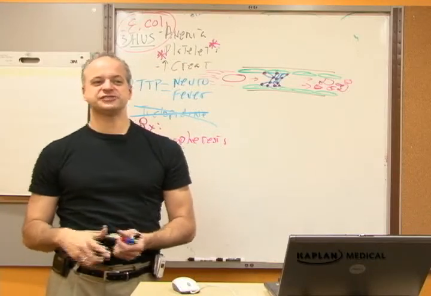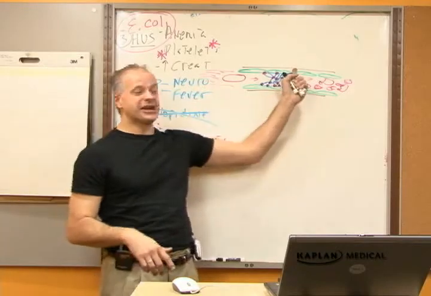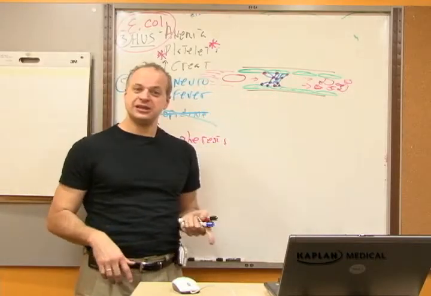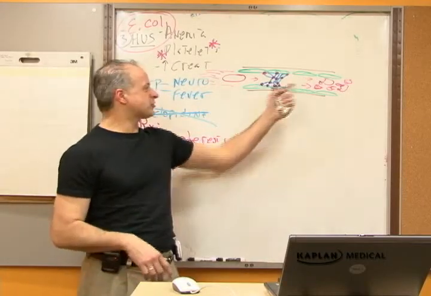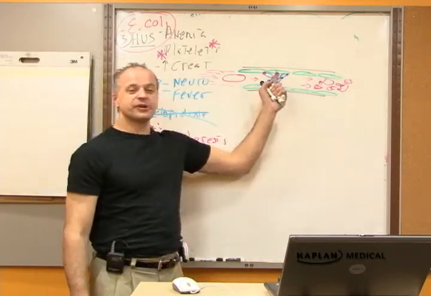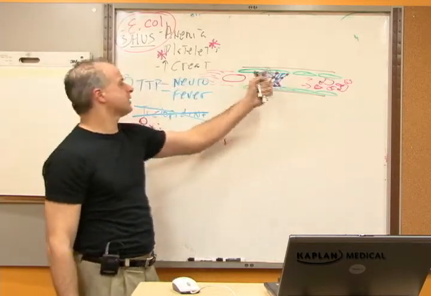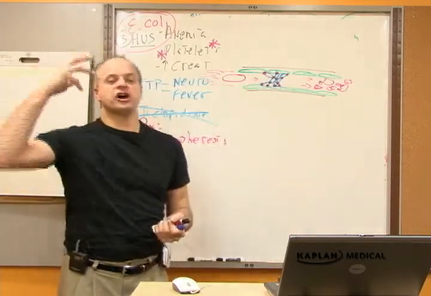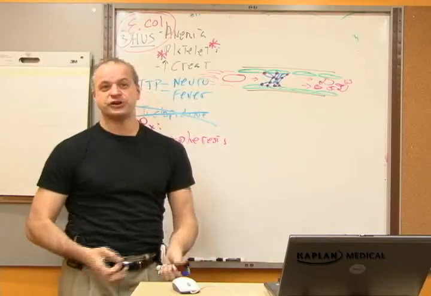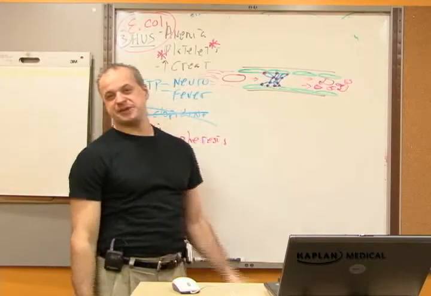That's why you see it in a positive smear for TTP and HUS. Microangiopathic, micro, small, angio, blood vessel, hemolytic anemia. Microangiopathic hemolytic anemia. You ready? Von Willebrand's factor and factor VIII make platelet plugs. The platelet plugs are destroyed by a metalloprotease that makes them wash away. If you're deficient in that, you get TTP and HUS.